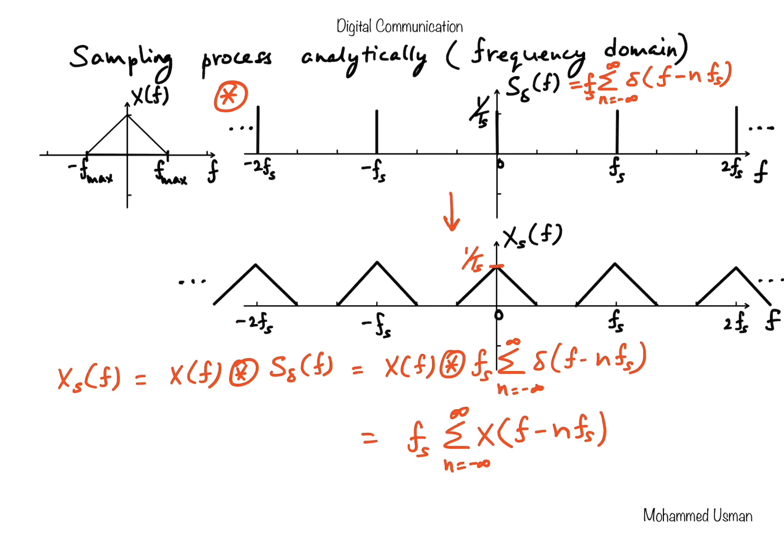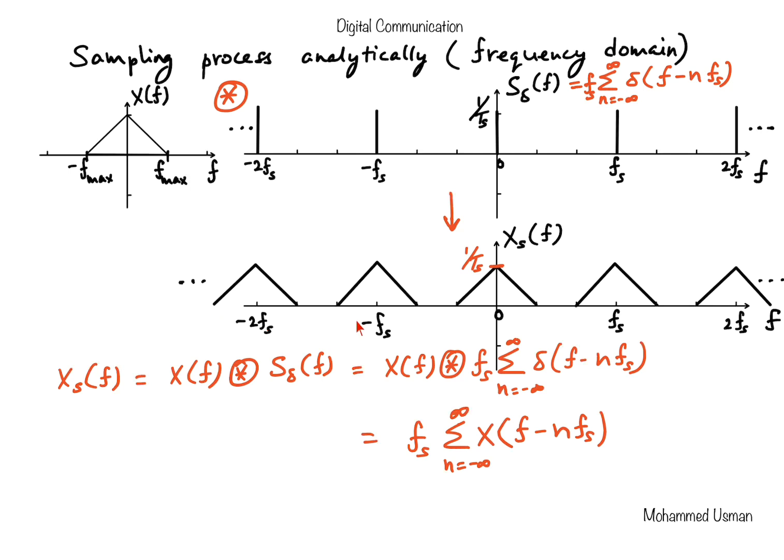So what we see is that the spectrum of the sample signal contains basically the spectrum of the original signal and replicas of it at integer multiples of the sampling frequency, but obviously they are scaled by the scaling factor, which is 1 by Ts.